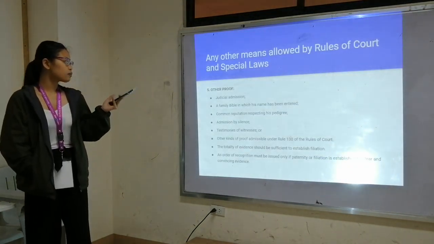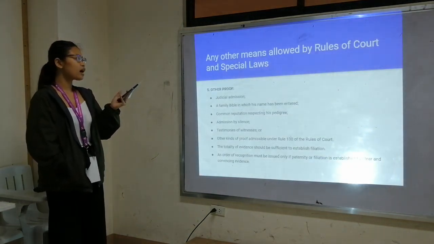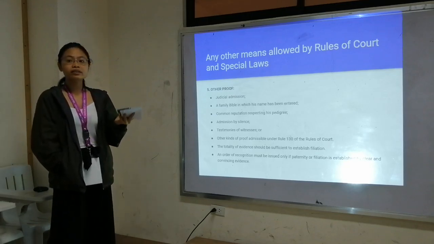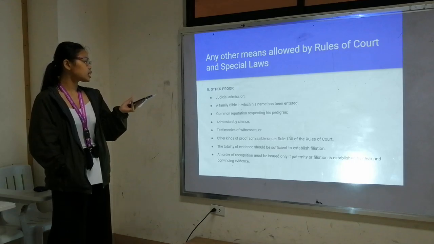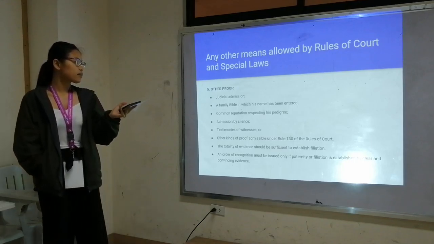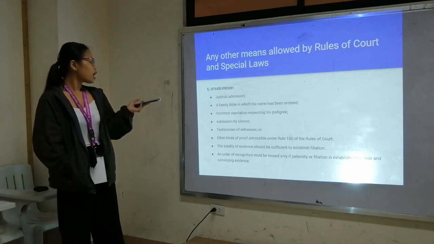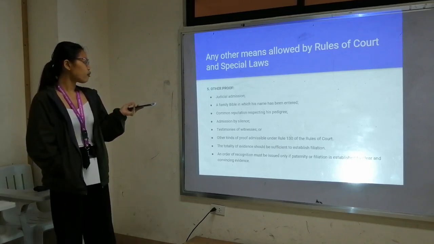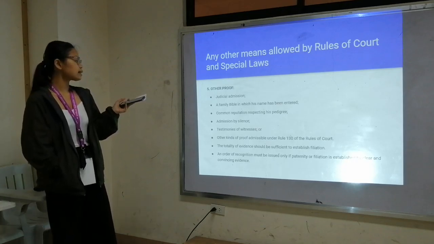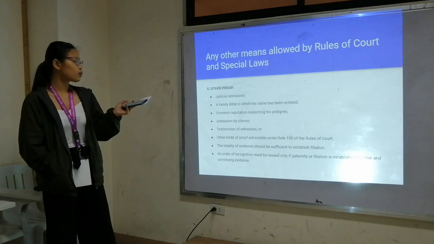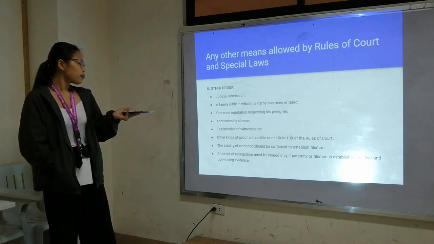The other proofs are laid down by the rules of court, specifically Rule 130. One is the judicial admission. Second is the family Bible in which his name has been entered. Third, common reputation respecting his pedigree. Fourth, admission by silence, testimonies of witnesses, or other kinds of proof admissible under Rule 130.